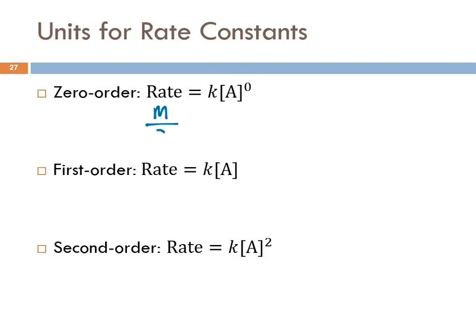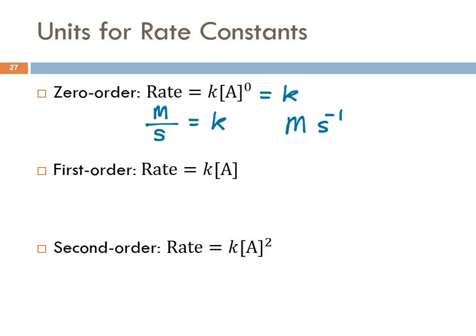Molarity per second, right? And then we've got K in here, so I'm going to leave a blank for him. That's what we're trying to figure out. And what are the units of A to the 0? Well, this is equal to K, right? A to the 0 is 1. So if this is equal to K, then the units on K must be molarity per second.